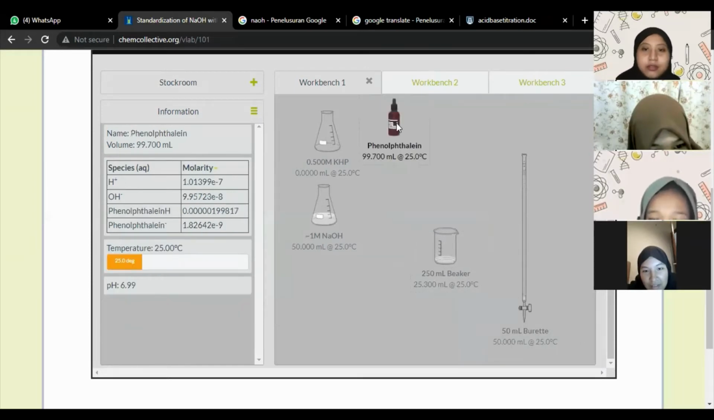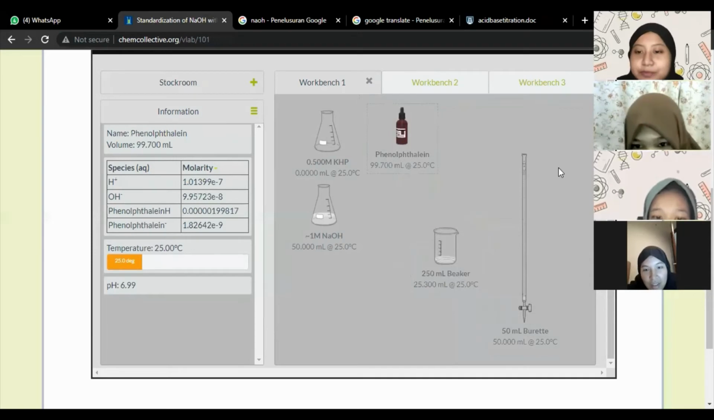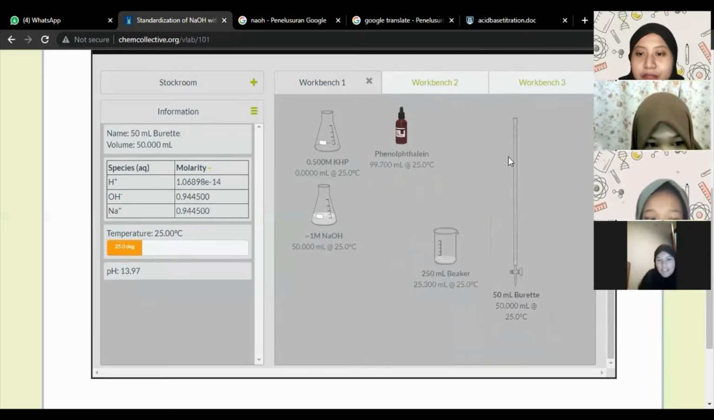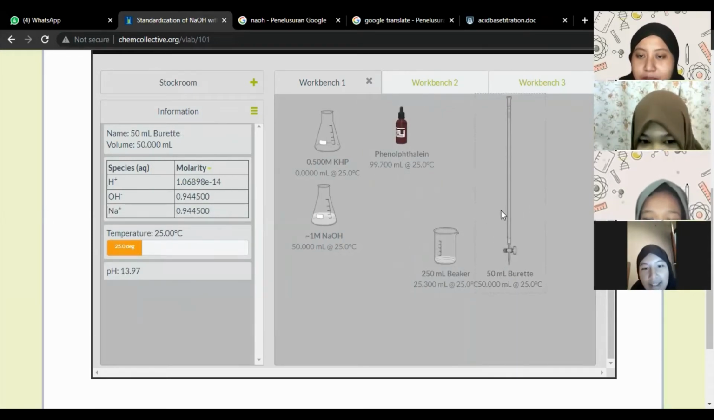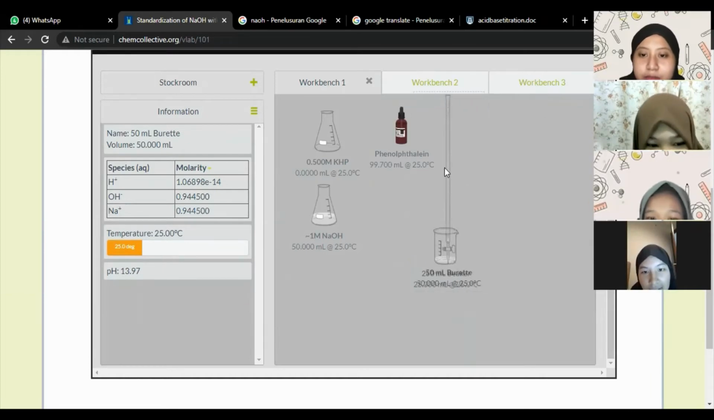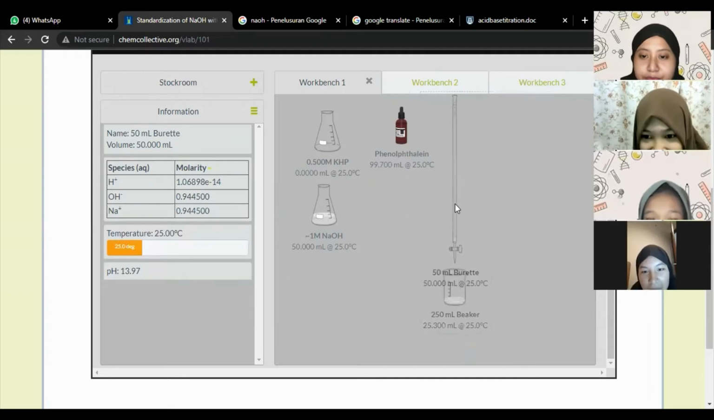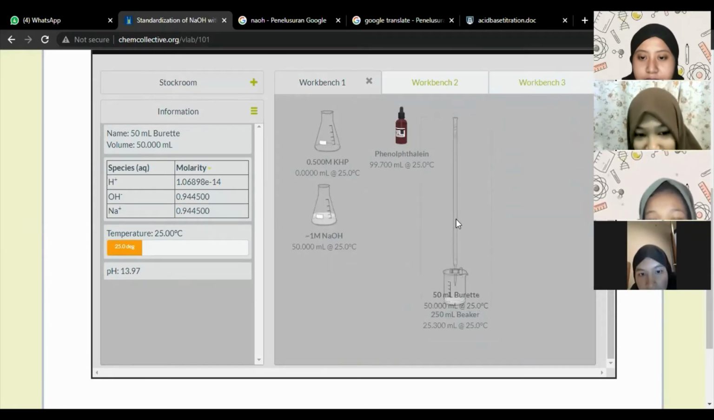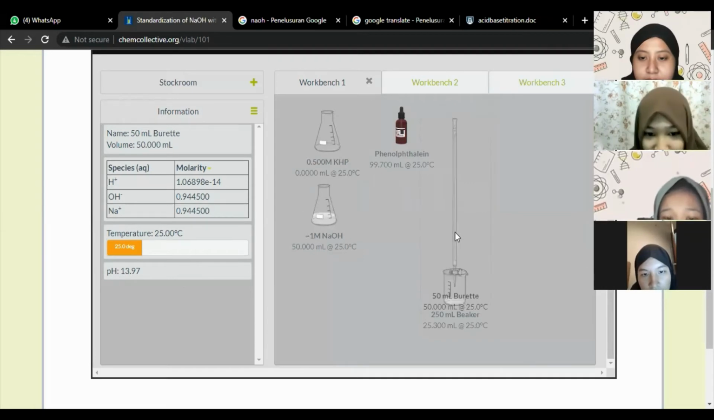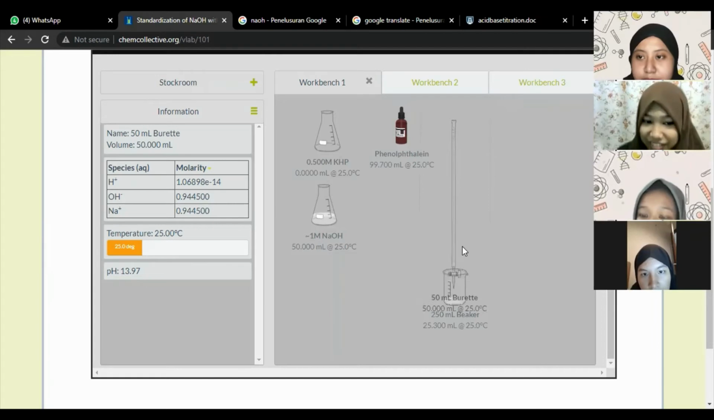So, what's the next step? Mix the KHP solution from the burette into the beaker. Next, we have to titrate small volumes, like 0.5 milliliter or less, of sodium hydroxide from the burette into the KHP solution until a slight color change appears.